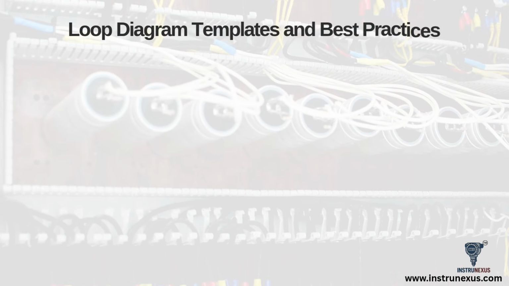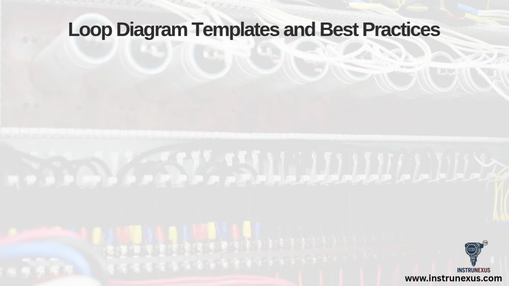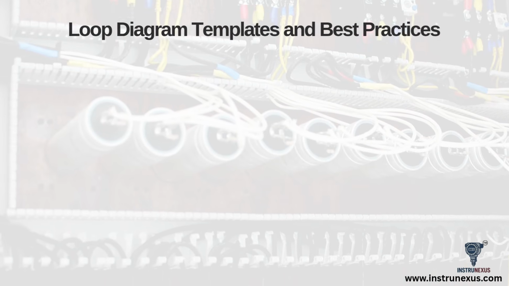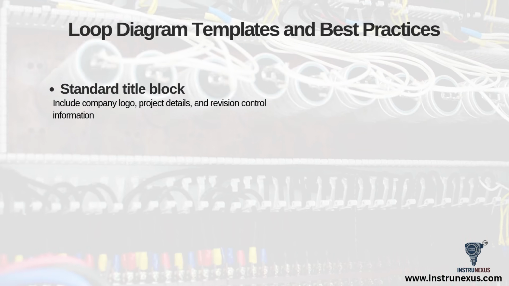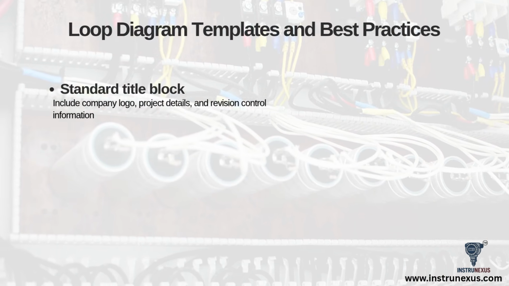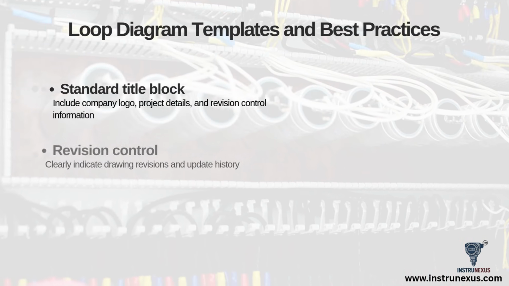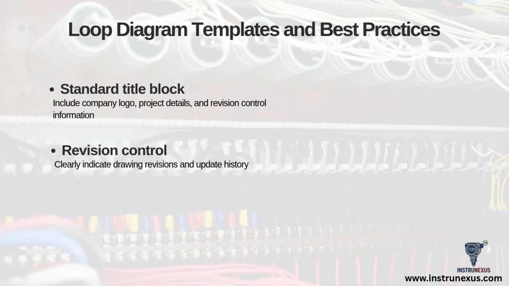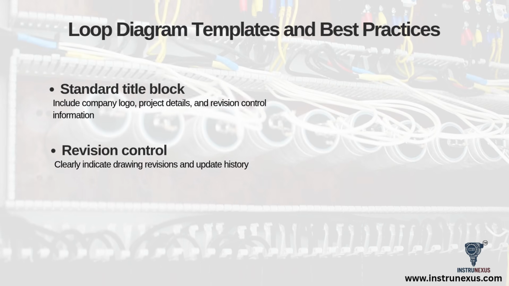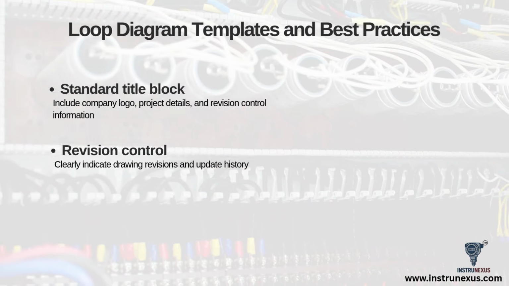To maintain consistency and professionalism across a large project, we always rely on standard templates and best practices. Every loop diagram is a formal engineering document. This starts with a standard title block. The title block contains essential information like the company logo, project details, drawing title, and sign-offs. Most importantly, it includes revision control. This is the system for tracking all changes. Every update must be documented, dated, and approved, so everyone is always working from the latest version.